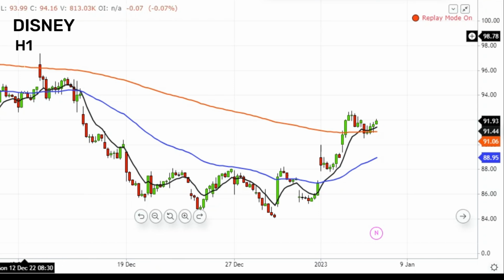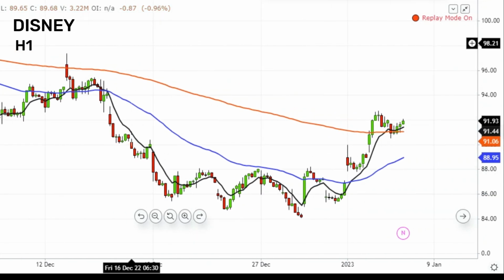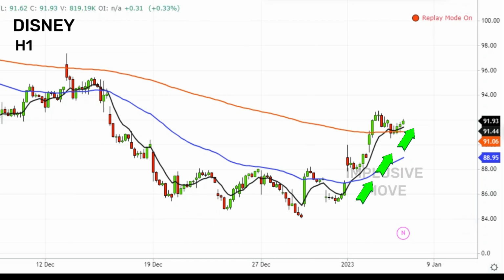So after determining the direction of the general market, in this case we have already determined that the Nasdaq and the S&P 500 are in an uptrend since they are above the T-line. Remember, we say the T-line is the black line. So the next condition is we look for an impulsive move. As you can see right here, we had an impulsive move.